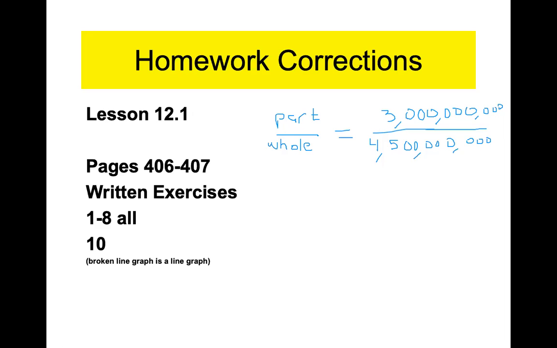The book says the answer is 56%. So I guess when we add up all those numbers, we're going to get somewhere around 2.5 billion, something like that. A little bit less than 2, or a little bit more than 2.5 billion. All right, so that was how number 6 was done. Any other questions?